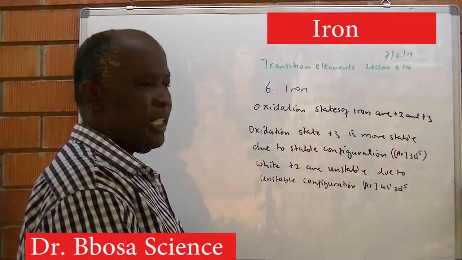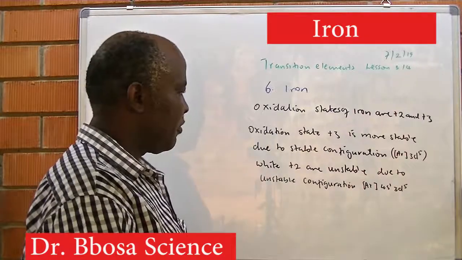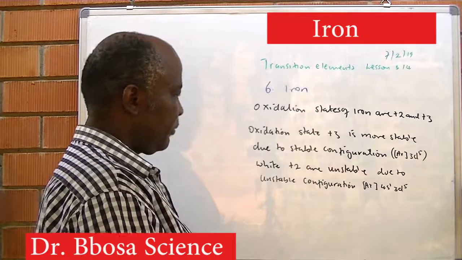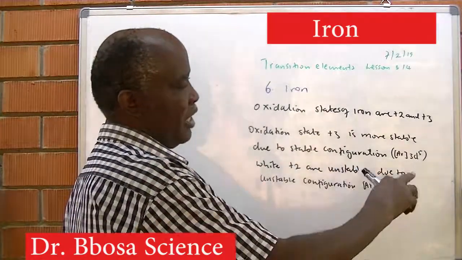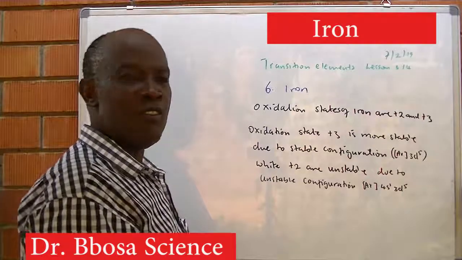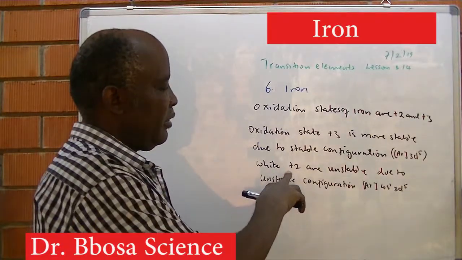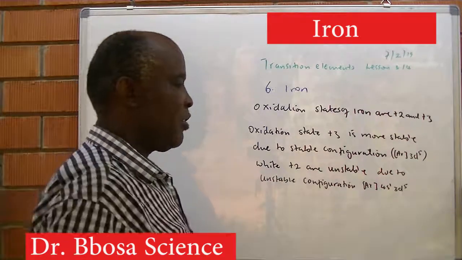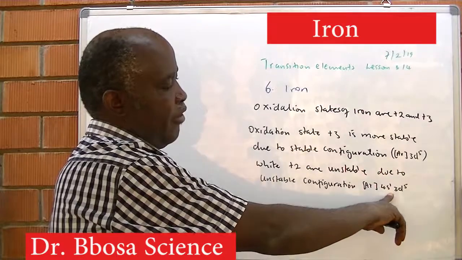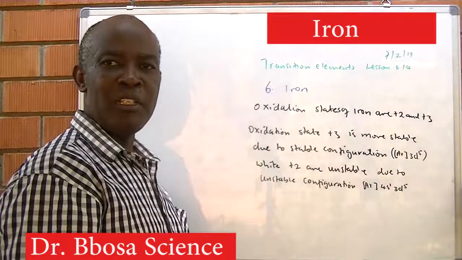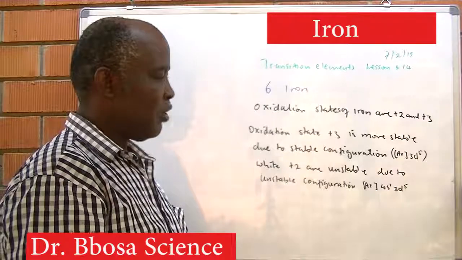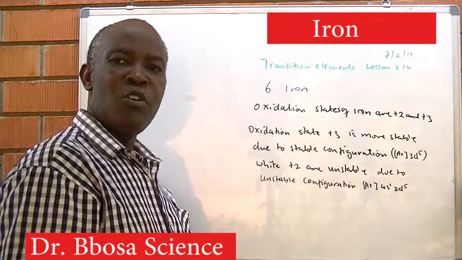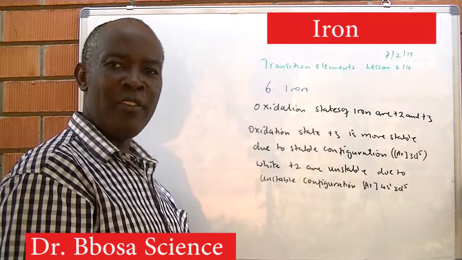Oxidation states of iron are positive 2 and positive 3. Oxidation state of positive 3 is more stable due to the stable configuration 3d5, which is half full. While the positive 2 is unstable due to unstable configuration where there is a 4s2. This explains why the green compounds of iron 2 salts in the solution rapidly turn to brown solutions of iron 3.